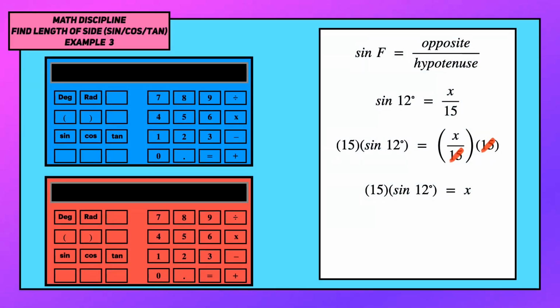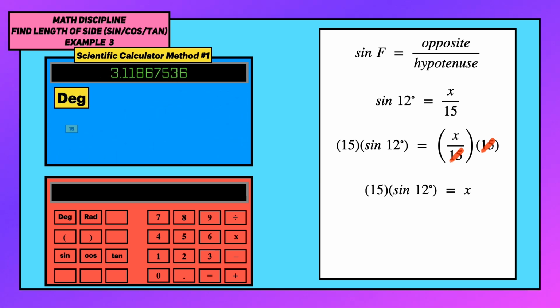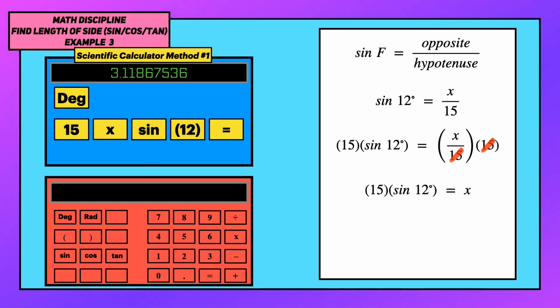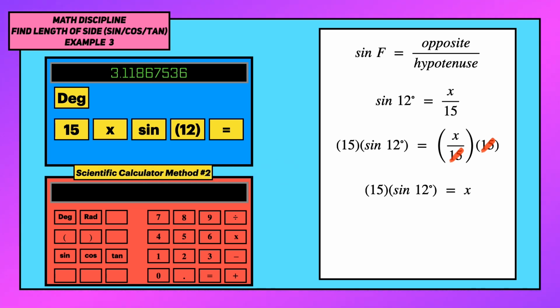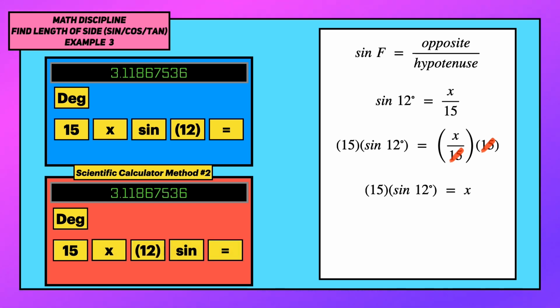Now let's go to our calculators. If you are using method number 1, make sure your calculator is in degree mode and enter 15 times sine 12, close parentheses if necessary, and press the equal button. Your answer should be approximately 3.12. If you are using method number 2 with your calculator in degree mode, enter 15 times 12 sine equals. Rounding our answer to the nearest hundredth gives us x is approximately 3.12 feet.